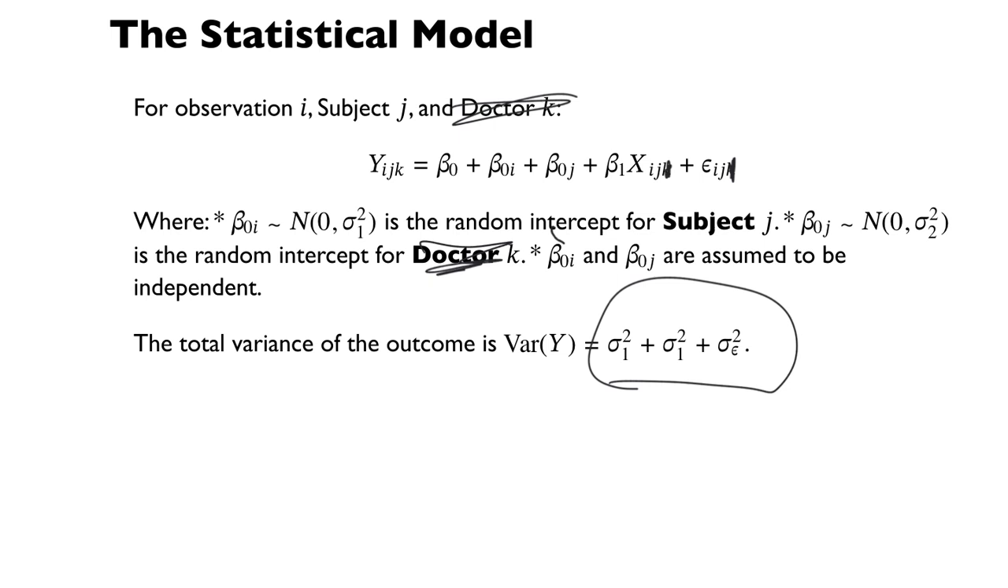Is it sigma squared 2 for the middle term? Or is it sigma squared 1 still? Oh, yes. Okay. Yeah, thank you.